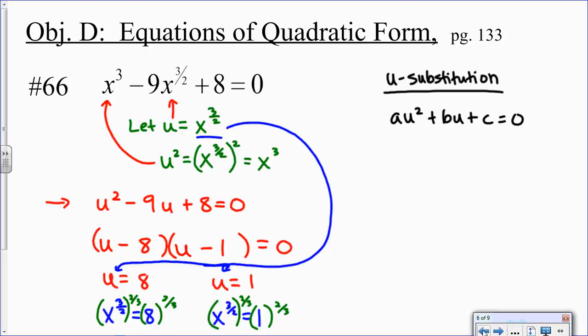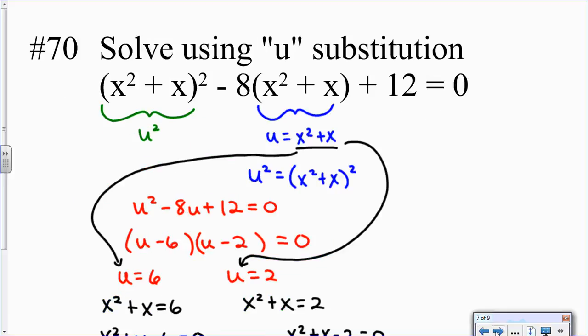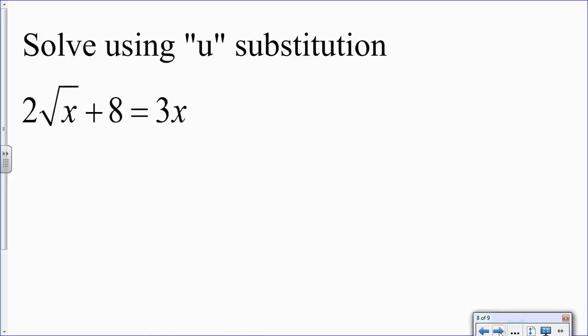Here, 3 is larger than 3 halves. So I have to figure out which one would be the larger degree. So this is a 1. What is the exponent of a square root? 1/2. So what I have is 2x to the 1/2 plus 8 equals 3x to the first. Which one is the biggest? Is it x to the 1/2 or x to the first? X to the first. So the x to the first should be the first term.